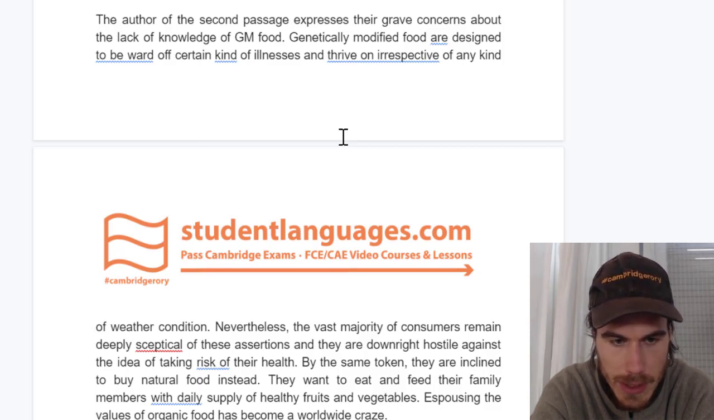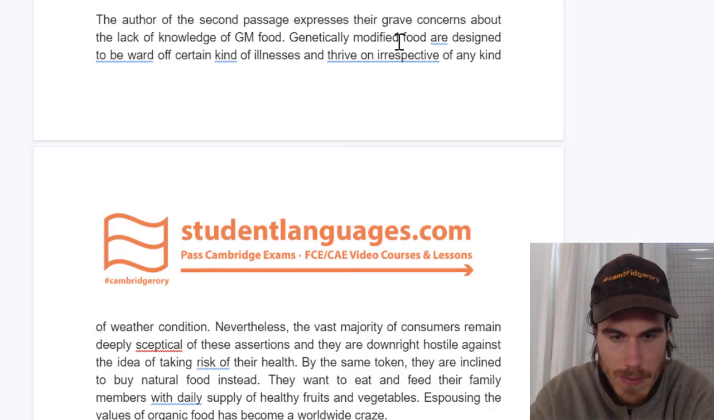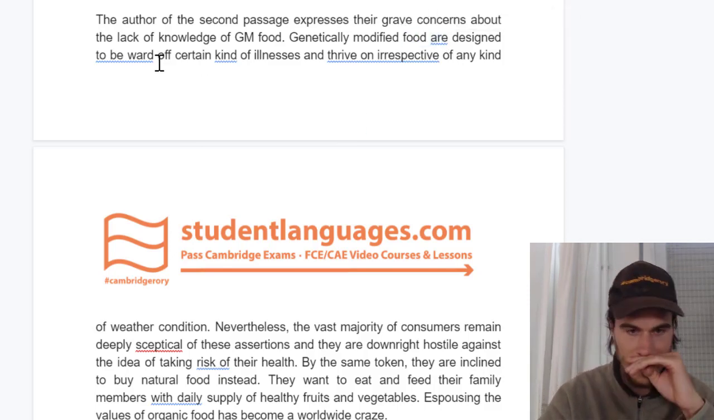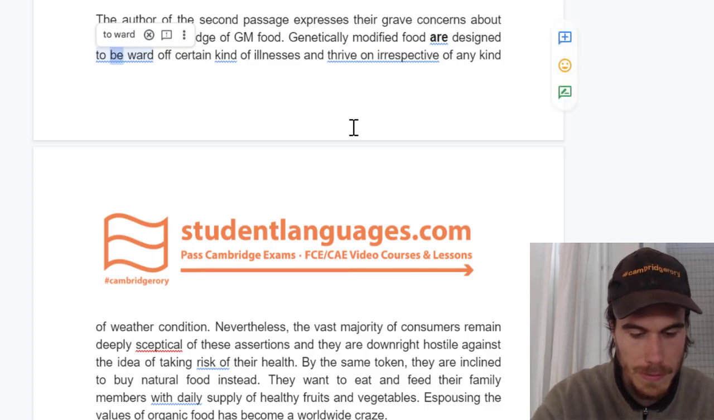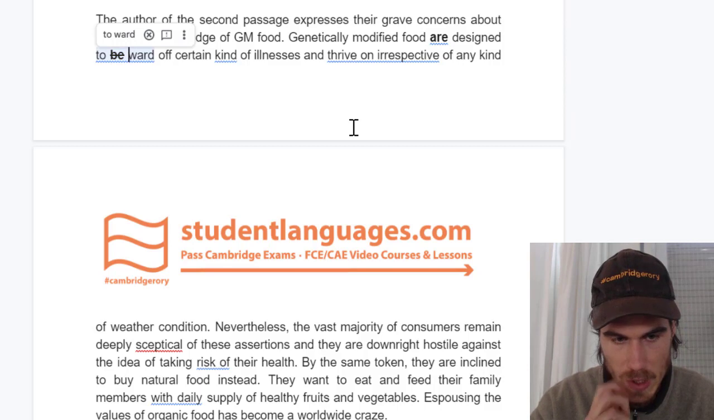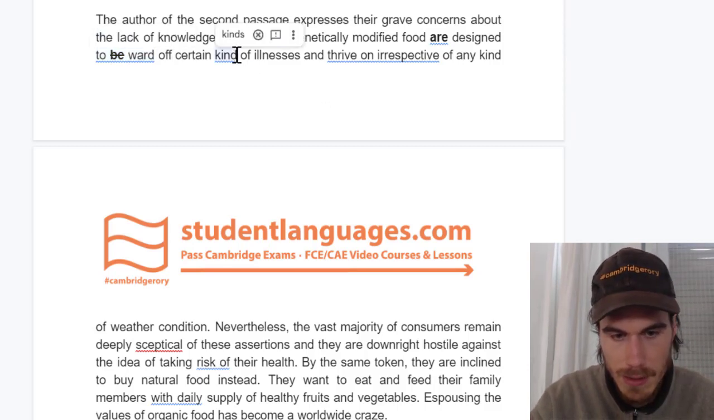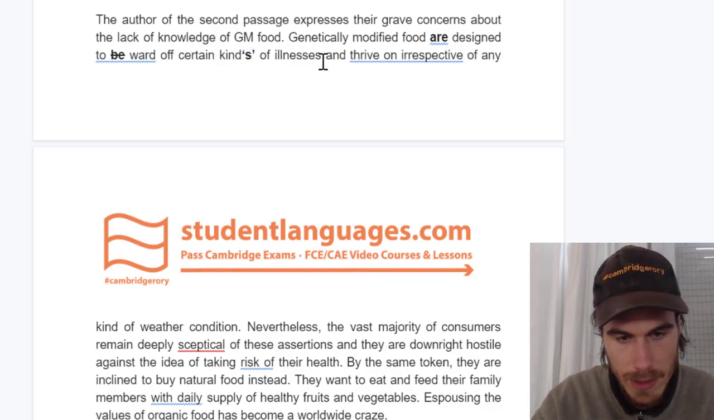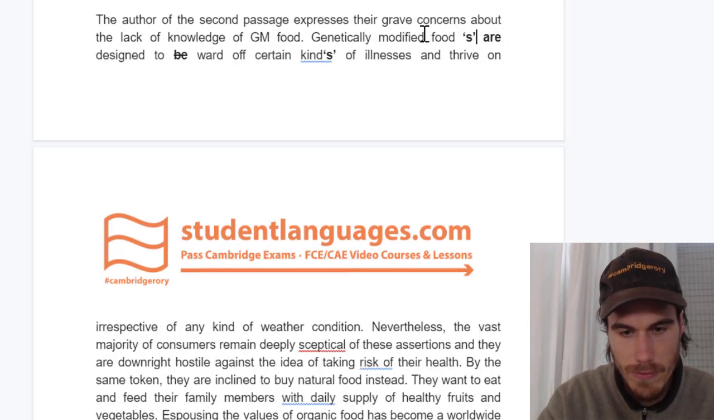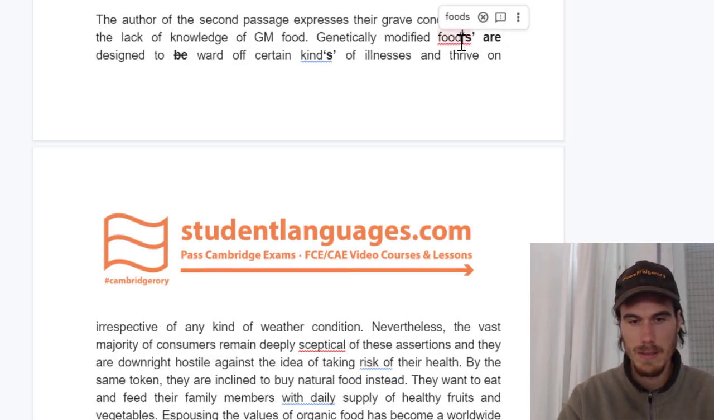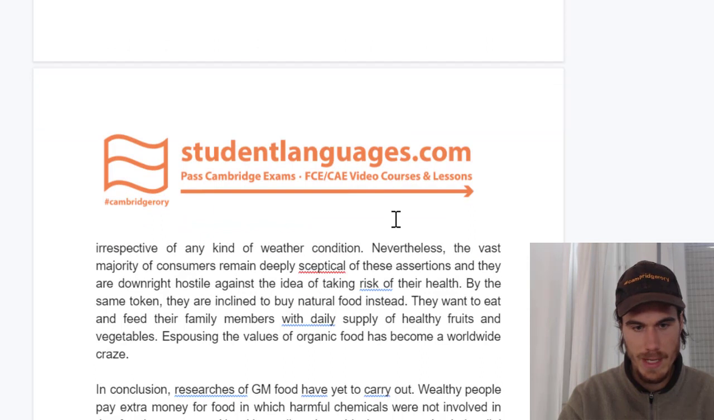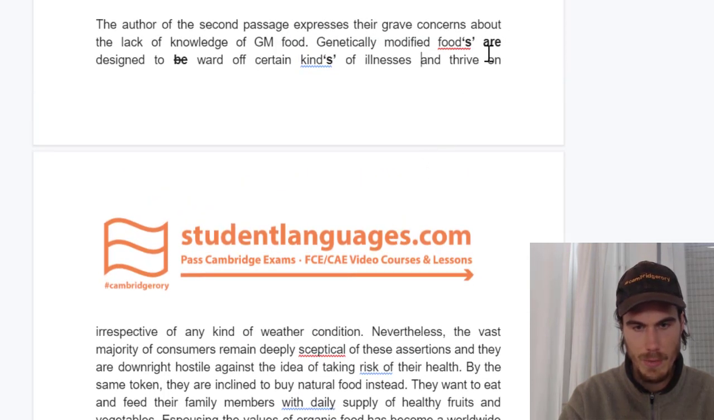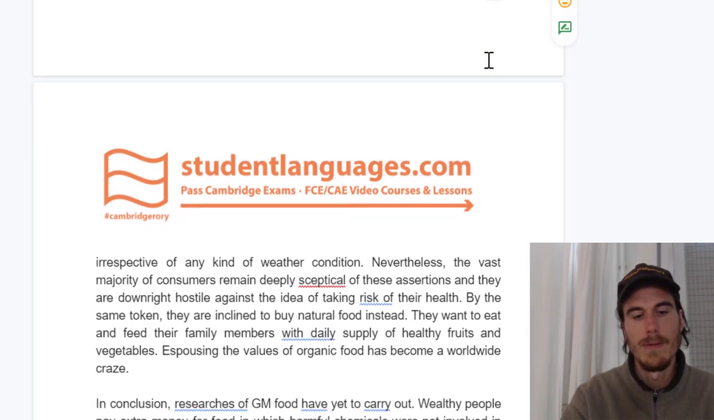Genetically modified foods are designed, to be, same thing as earlier about food, countable, uncountable. I'm just going to ignore it for now. I'll highlight it. Are designed to be ward off. You can just say to ward off. Good expression, but you don't need to say be, just to ward off certain kinds, I would say, of illnesses. You can say genetically modified foods are designed to ward off certain kinds of illnesses and thrive irrespective of any kind of weather condition. And thrive, I wouldn't say on, just they thrive irrespective of any kind of weather condition.